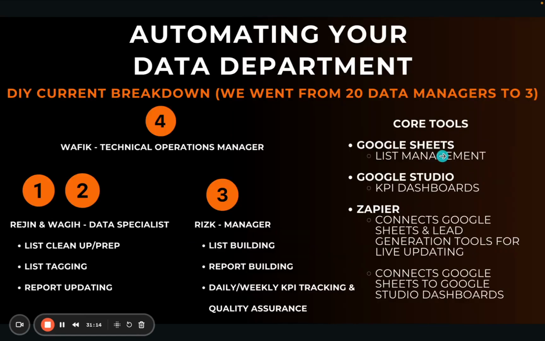And these are the core tools that we use. I'm sure there's other software and some minor things that we're subscribed to or using, and we're using AI in a lot of ways now. But overall, these are the core products, right? Google Sheets for list management and list cleanup. We have Google Studios for our KPI dashboard. So our Google Sheets actually integrate into Google Studios, and what connects all that is Zapier. So it's a very, very easy and simple breakdown. This helps facilitate a very large operation.